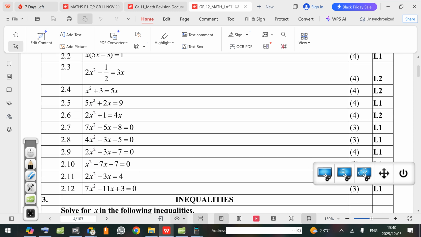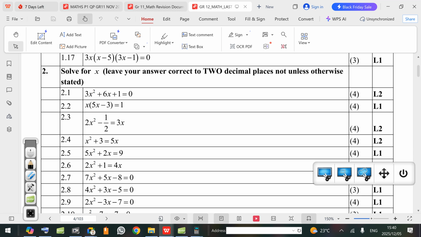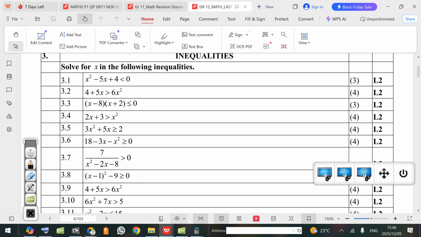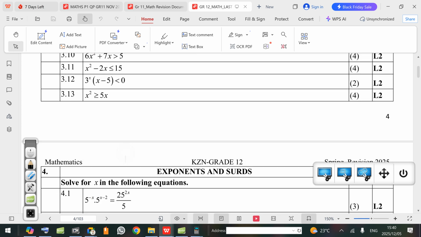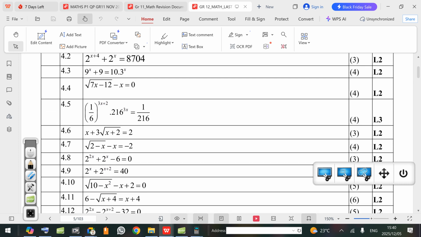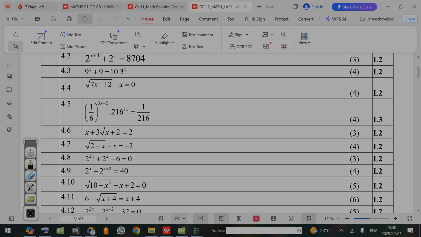See, correct to 2 decimal places. It means I'm using quadratic here. Okay, this is inequalities. I don't want inequalities. All right, this is where I'm going. 4.8. Let's try 4.8.